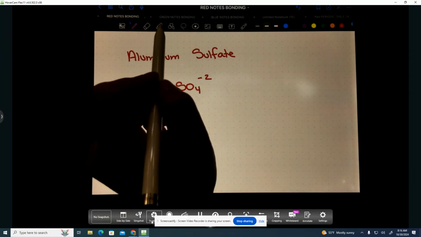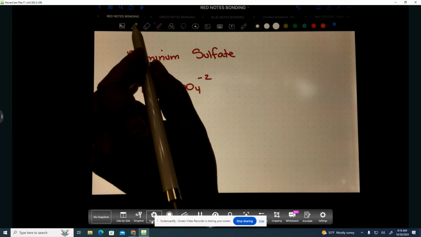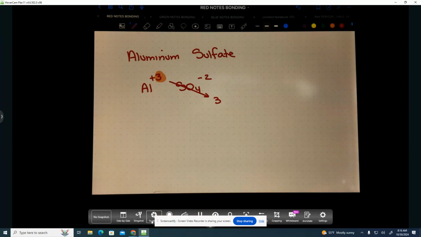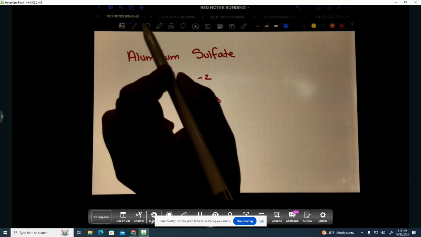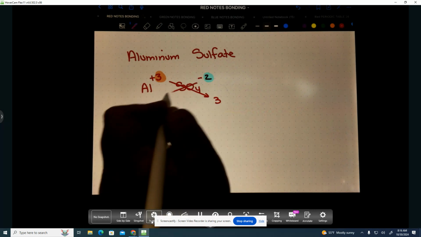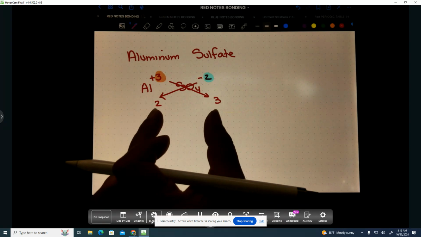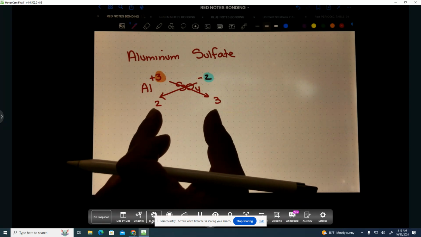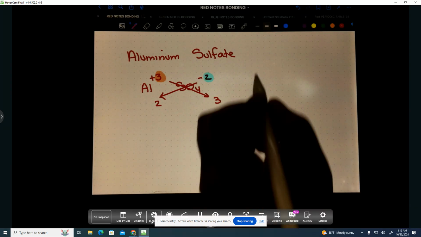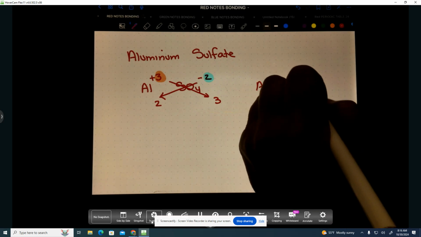Okay? We're going to take this number, and it's going to become the subscript for the sulfate. We're going to take this number, and it's going to become the subscript for the aluminum. Can I reduce these any further? Nope. 2 to 3 is the lowest whole numbers that we can get. So we're going to end up with Al2SO43.